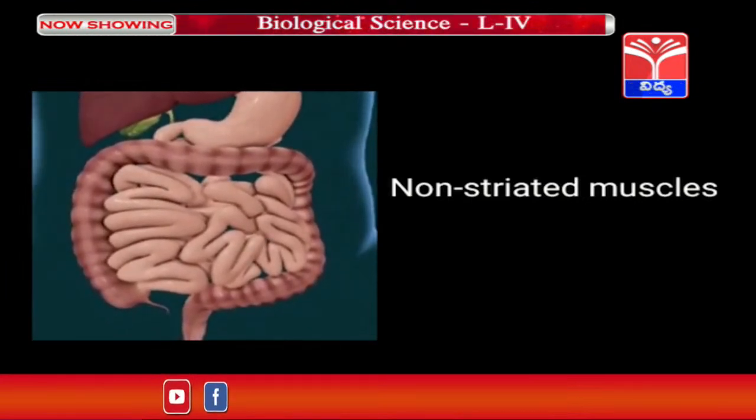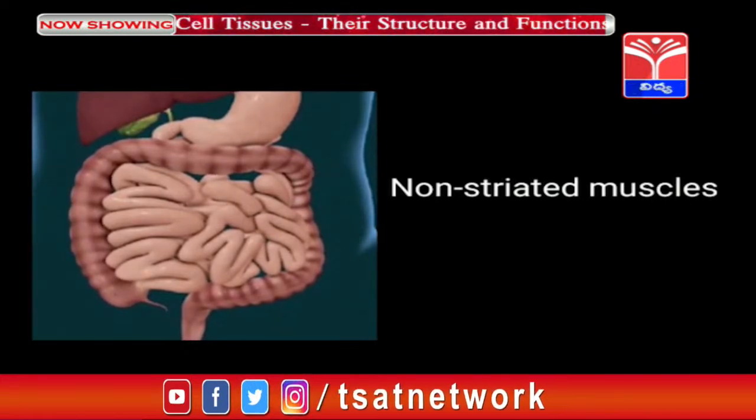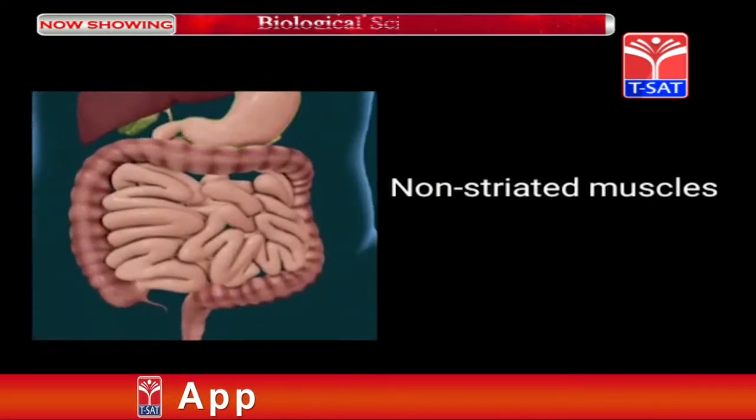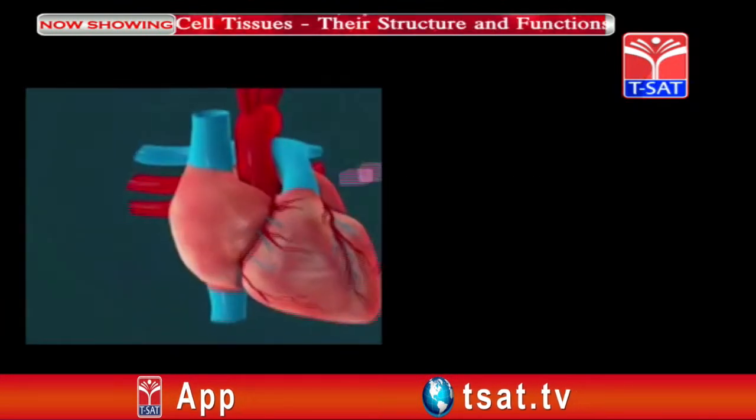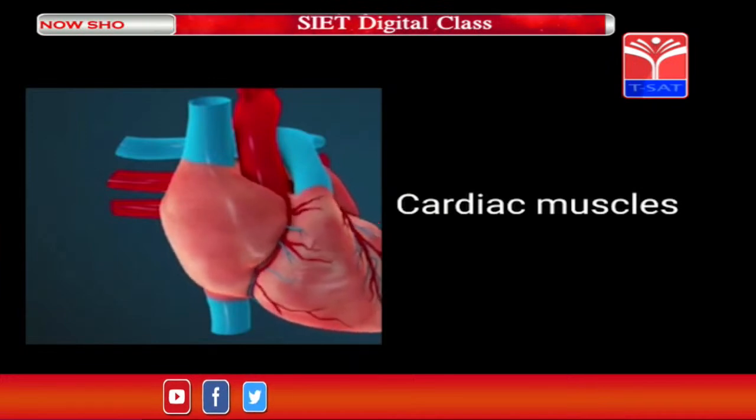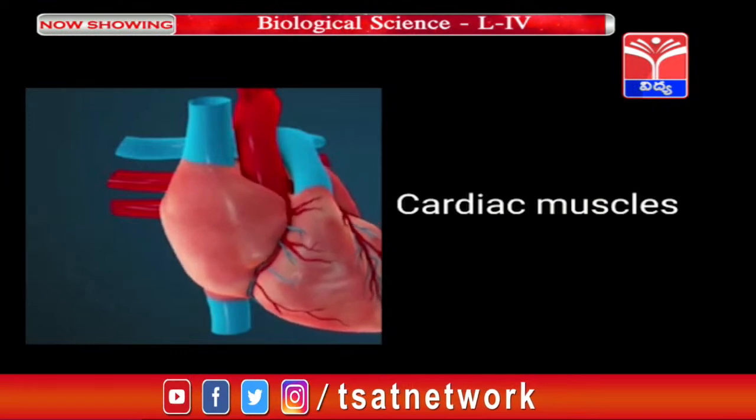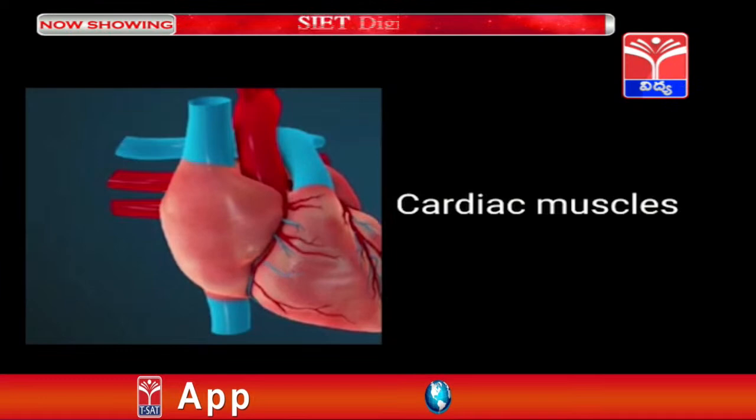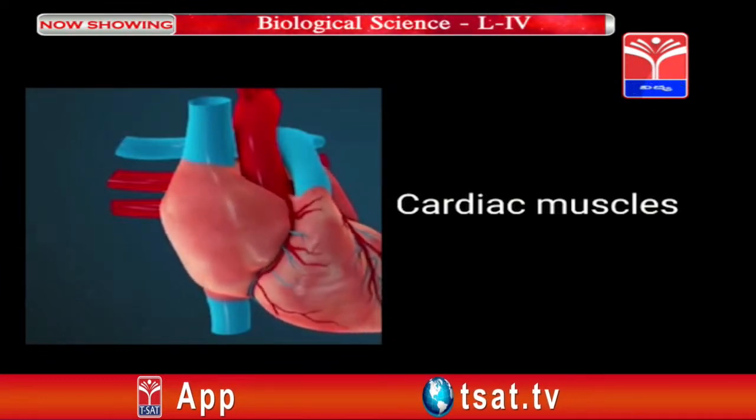Non-striated muscles are found here, also called involuntary muscles, like muscles in esophagus, stomach, intestine, uterus and bronchi. Cardiac muscles present in heart. They are responsible for pumping of blood. Though these muscles resemble striated muscles in structure, they show involuntary movements like non-striated muscles.